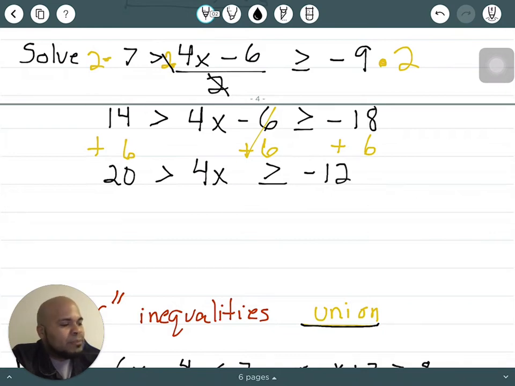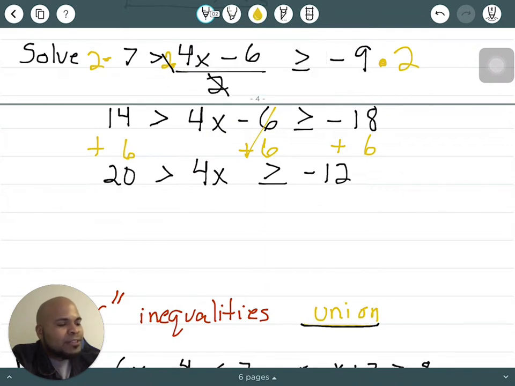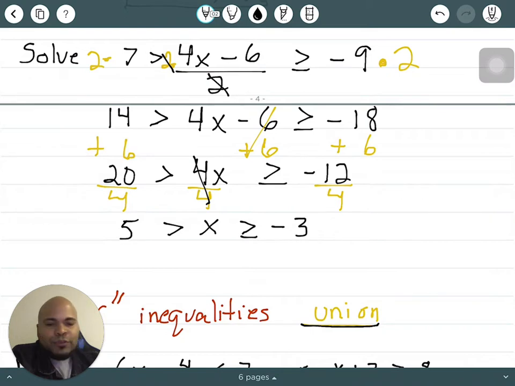All right, 18 minus 6 is 12, and you keep the sign of the negative number, or the higher number, right? And then x is not by itself because it's being multiplied by 4. So I'm going to use my inverse operation and divide by 4. When I do that, this 4 cancels and I get that 5 is greater than x, which is greater than or equal to negative 3, right? Negative 12 divided by 4 is negative 3.